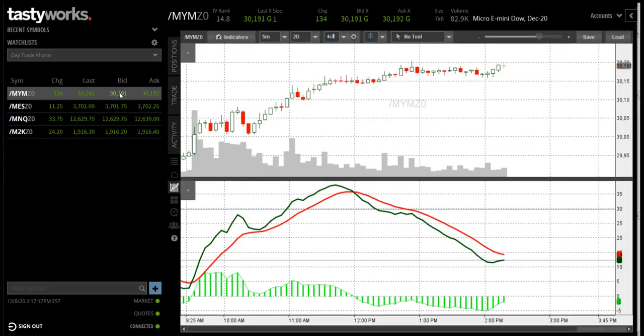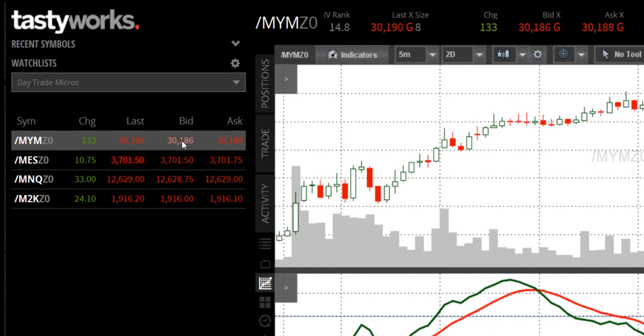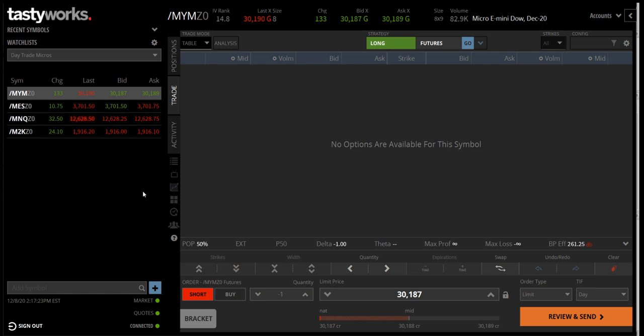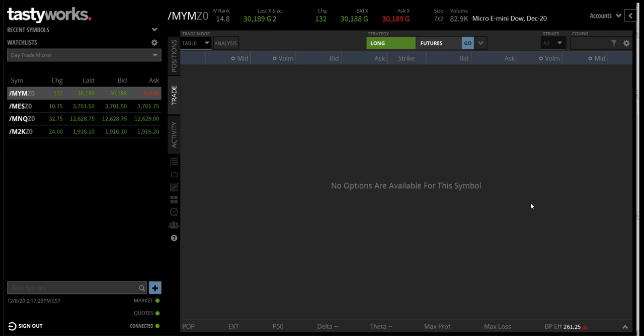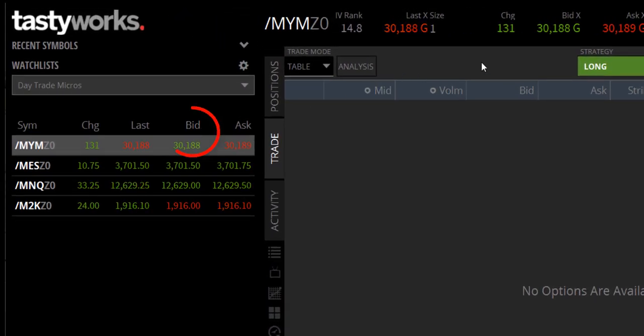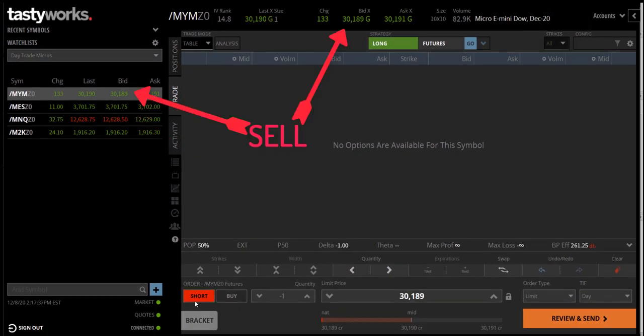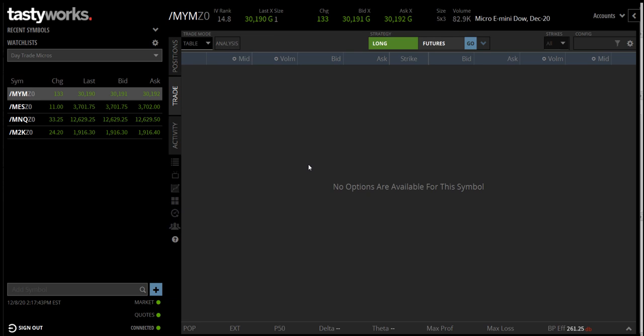What if you want to place a trade? Well, you just simply hit the bid price of the Micro E-mini you want to trade, and that's how you go short. Just hit the bid price to go short. Now you can do it in 2 places. Over here in the watch list on the left, and also up top, where the bid price will also allow you to short the contract. So you have 2 places at all times where you'll be able to trade.